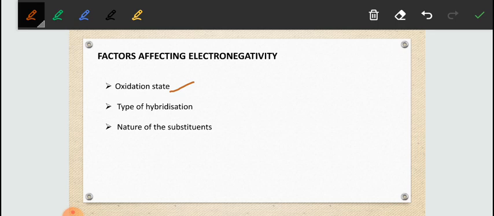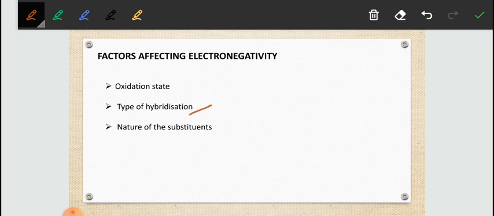Okay, because when we lose electrons, the element becomes oxidized. When it loses electrons, the atomic size decreases. That's why electronegativity requires more nuclear charge. That's why electronegativity increases with the increase in oxidation state.